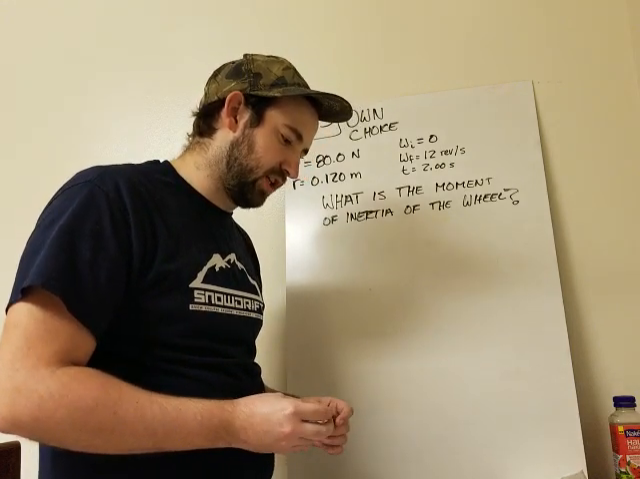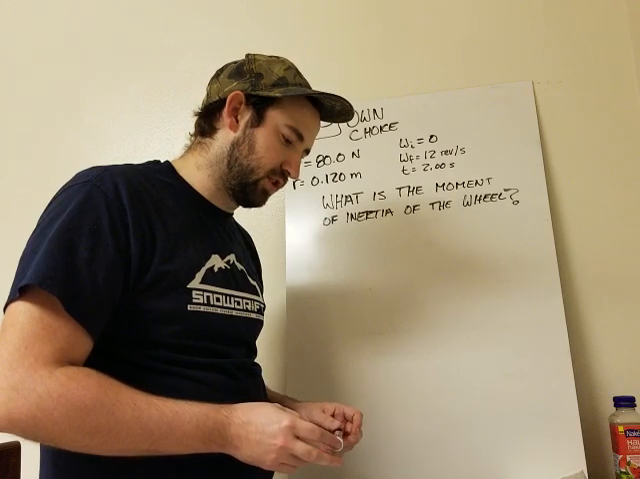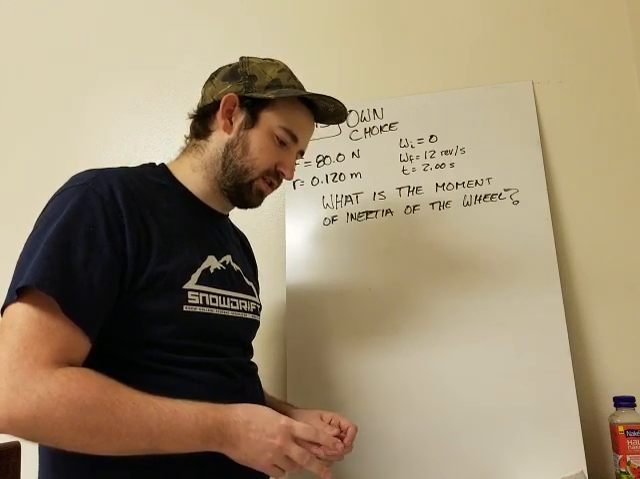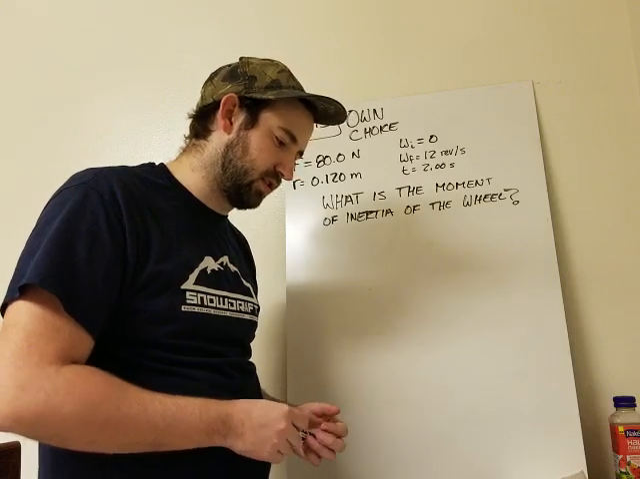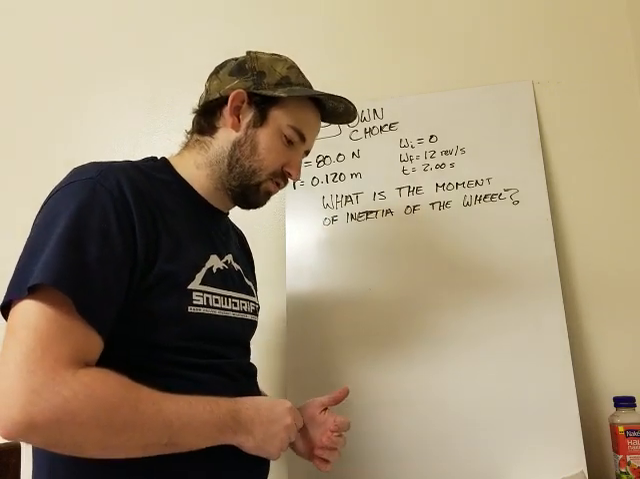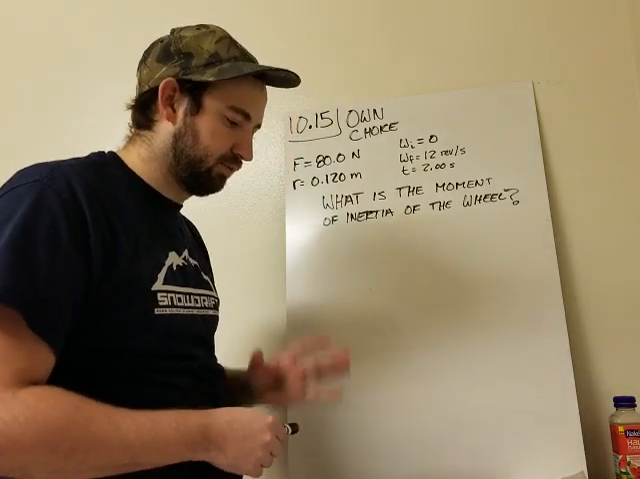The wheel has a radius of 0.120 meters. Starting from rest, the wheel has an angular speed of 12 revolutions per second after 2 seconds. What is the moment of inertia of the wheel?